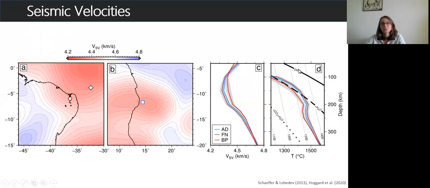Interestingly also, none of these temperature profiles cross the dry solidus. So in order to make these profiles generate some melt, we need to invoke some water or CO2 in the mantle source.